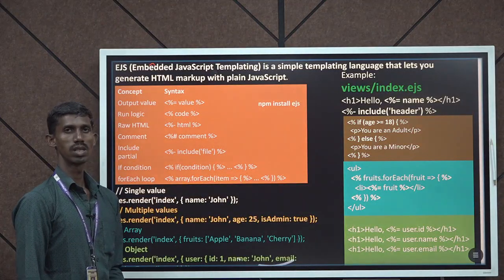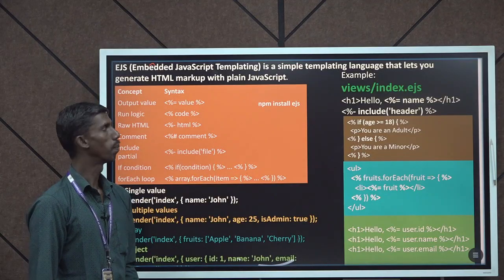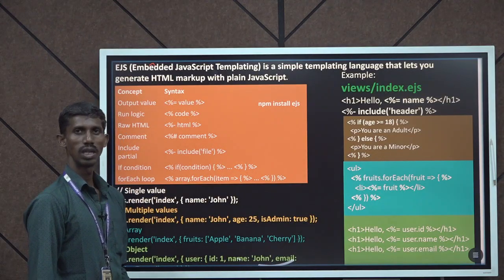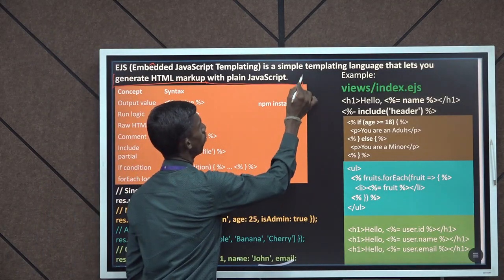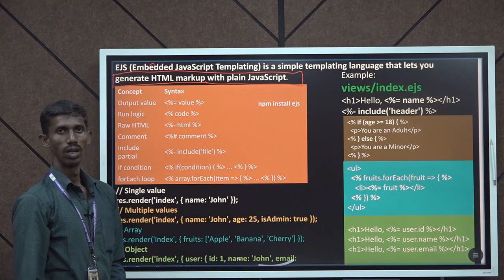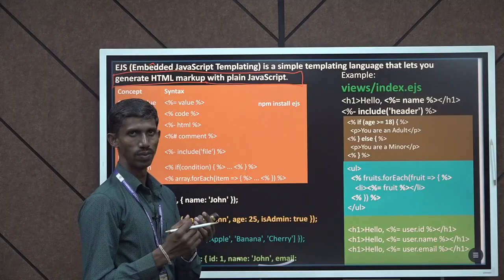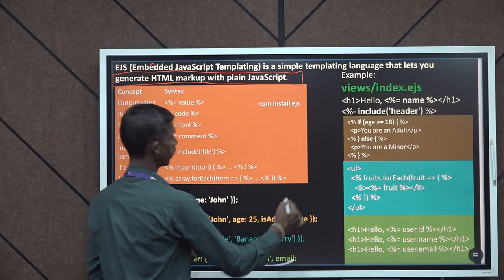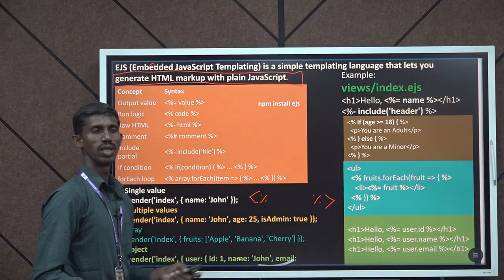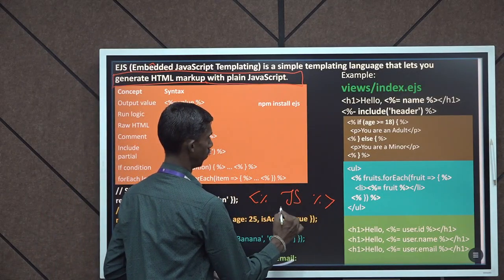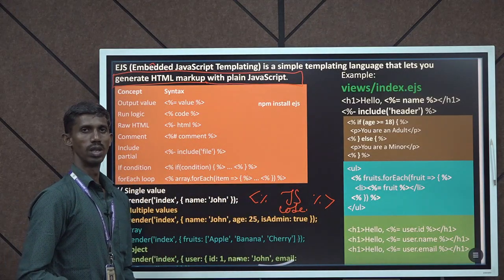The last part of our discussion is EJS, embedded JavaScript templating. It is the simplest templating language that lets you generate HTML markup with plain JavaScript. It is embedding your JavaScript within the HTML using the scriptlet tag. Normally the scriptlet tag is angle bracket percentage, close angle bracket. Within that we have to write the JavaScript code. It is similar to what is available in servlets.